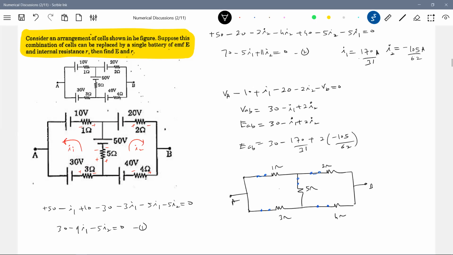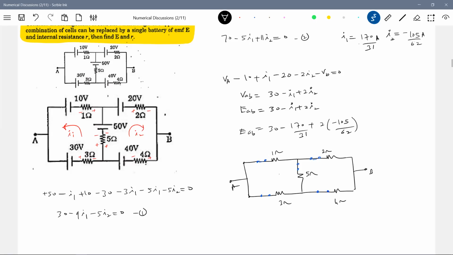I think it's not a Wheatstone network. Not a Wheatstone network, what we have to do? Again, the branching method. So we'll assume some V naught is connected. So here I1, I2.